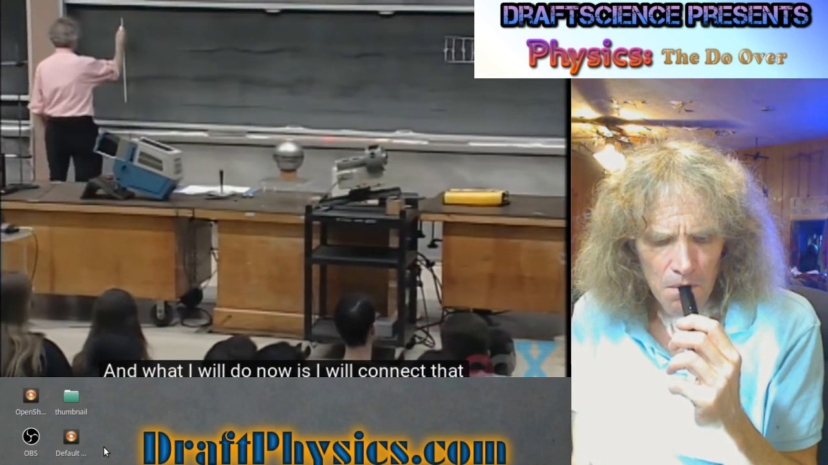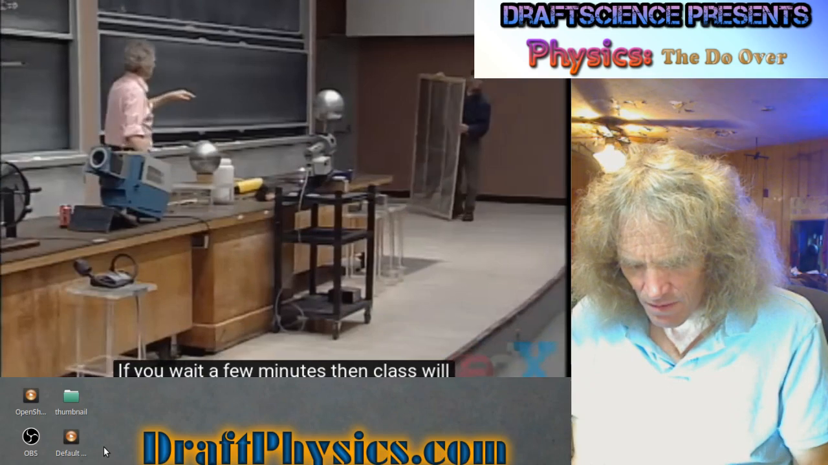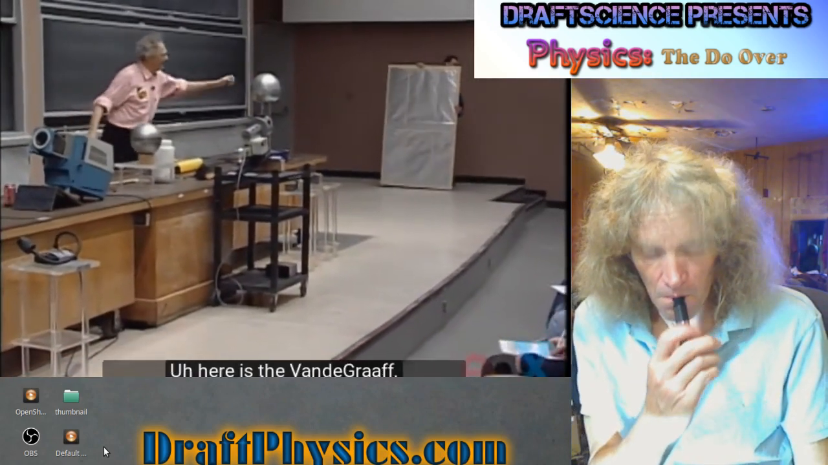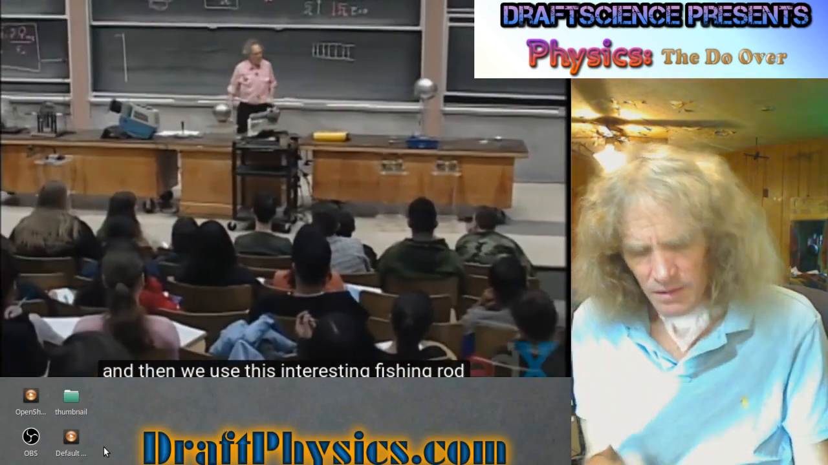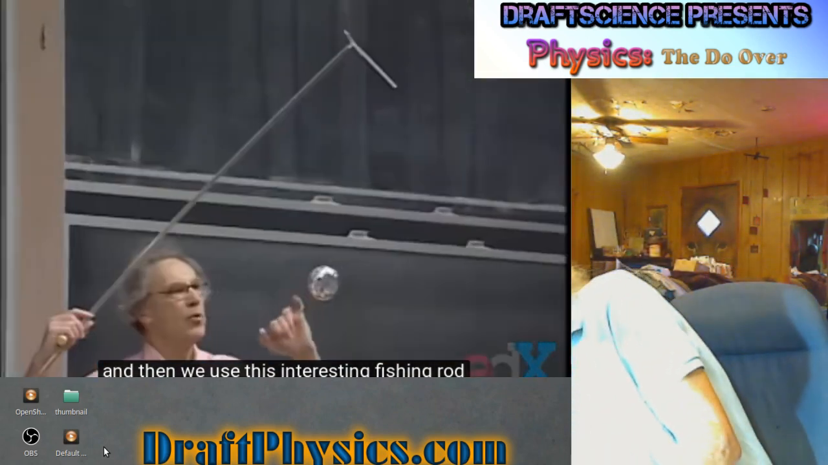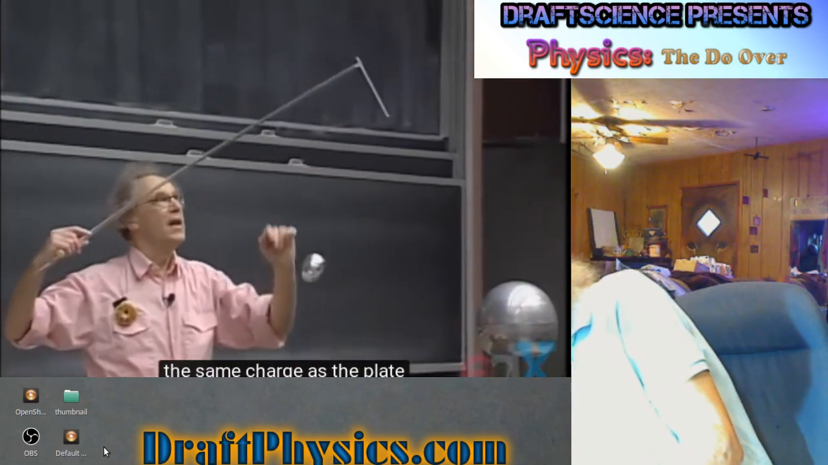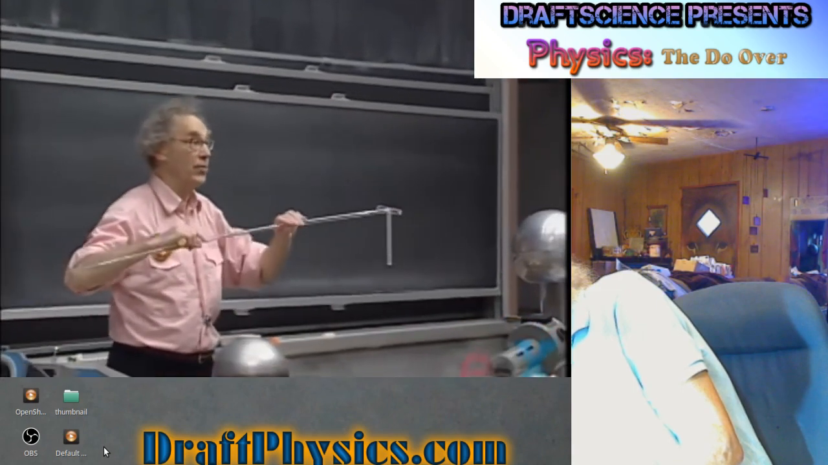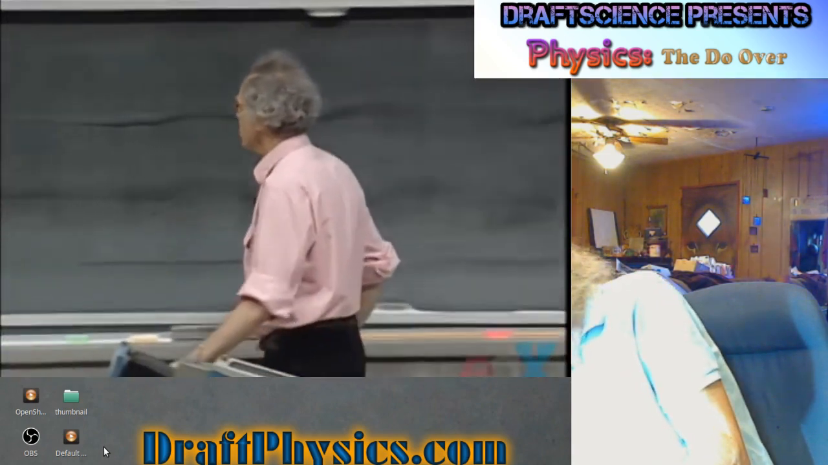And what I will do now is I will connect that with the Van de Graaff, which is behind it. Here's the Van de Graaff. We're going to attach it to the Van de Graaff. And then we use this interesting fishing rod, which is a small Mylar balloon, which we will charge with the same charge as the Van de Graaff, the same charge as the plate. And we will hold that in front of the plane. And then, of course, there will be force.